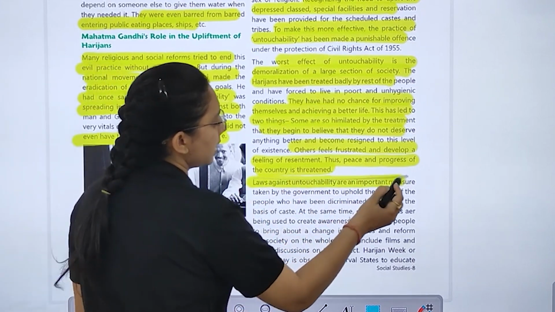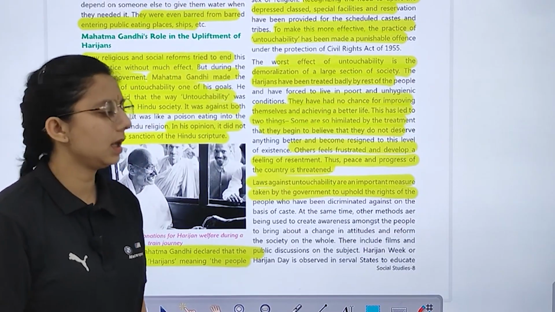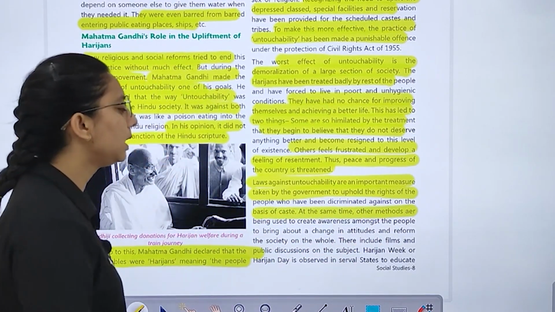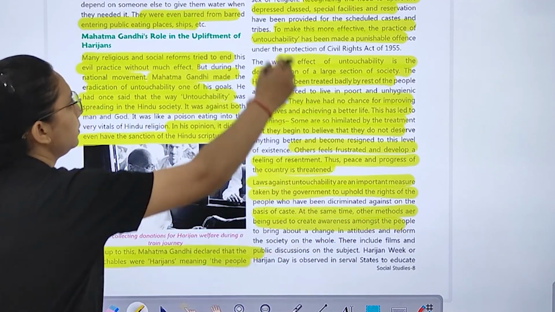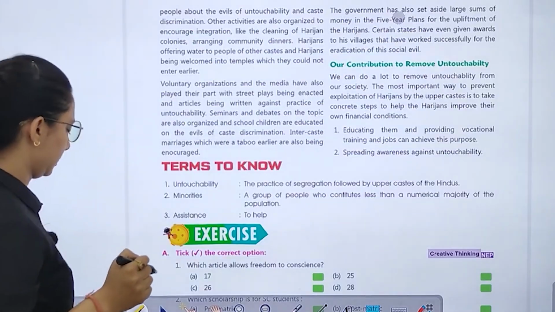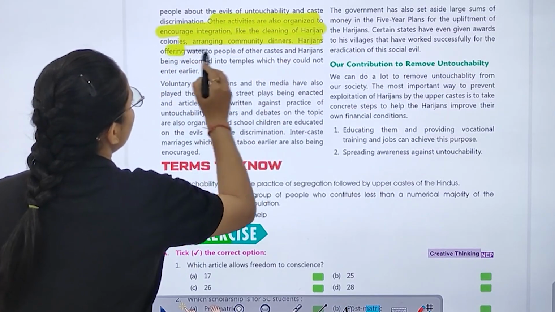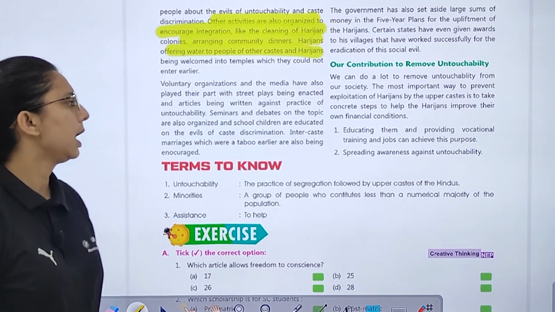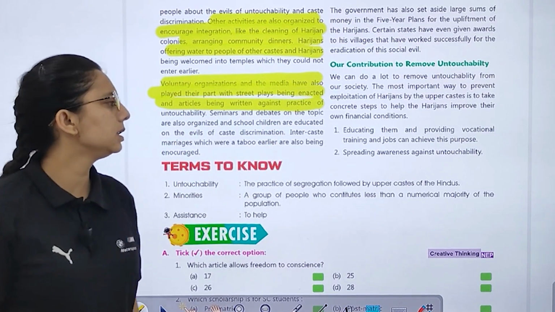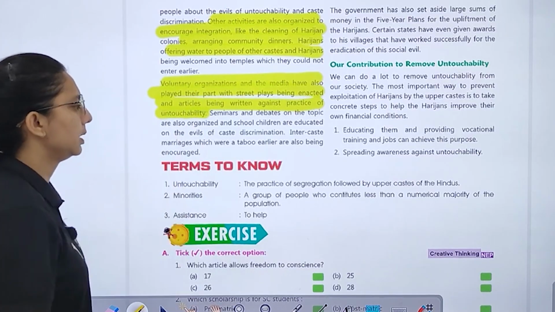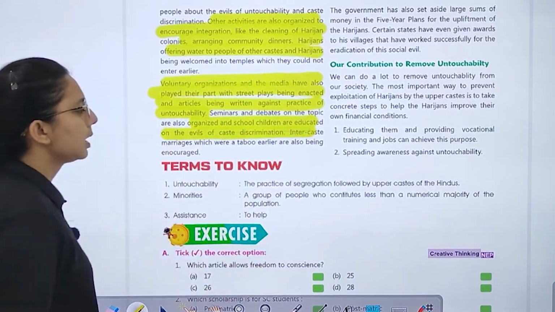Laws against untouchability are an important measure taken by the government to uphold the rights of the people who have been discriminated against on the basis of caste. At the same time, other methods are being used to create awareness among the people. Other activities are also organized to encourage integration, like cleaning of Harijan colonies, arranging to offer water to people of other castes, and voluntary organizations. Media have also played a part, with street plays being enacted and articles being written against the practice of untouchability. Seminars and debates on the topic were organized, and school children are educated on the evils of caste discrimination.